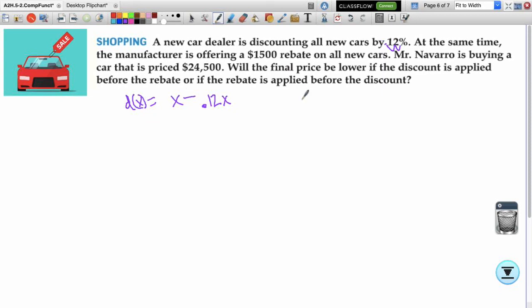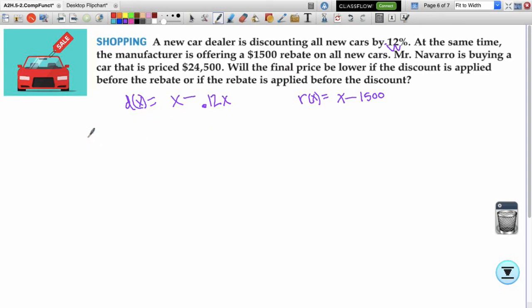The other function we could potentially be working with is our rebate function, okay? So if we're doing a rebate from the price, then it's just going to be our price minus $1,500. So we've found an equation for the discount and an equation for the rebate. We did not combine the two, okay? That's where composition of functions is going to come in.